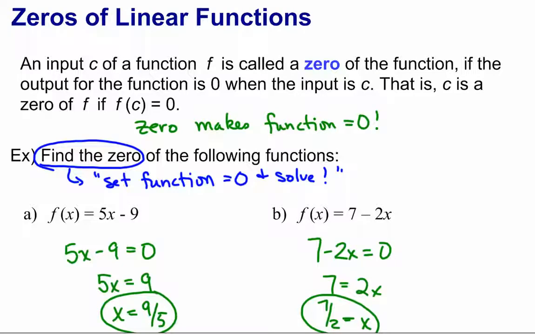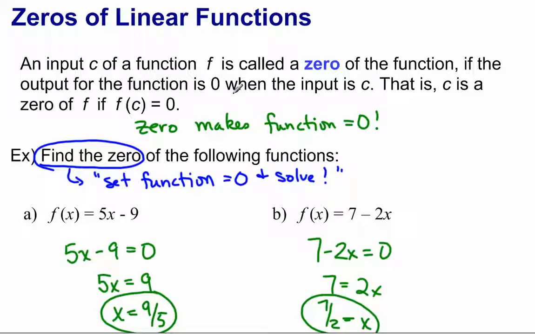Finding zeros, we're going to do this with all types of functions throughout the course, but finding zeros is really a pretty simple definition, but students get it backwards quite often. So let's read it and make sure that you really get what this is. It says we have an input, maybe a c, of a function f is a zero if the output, what you get out as an answer, is zero when you put that in.